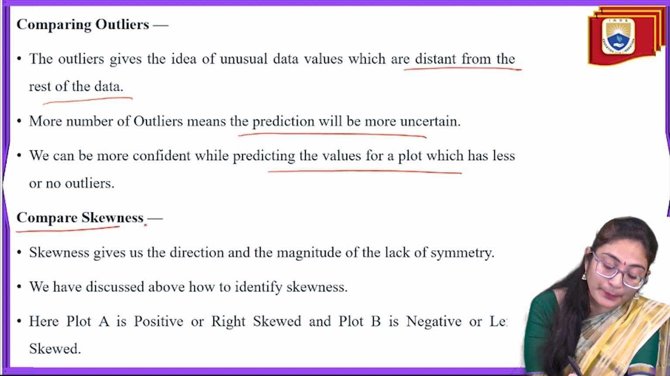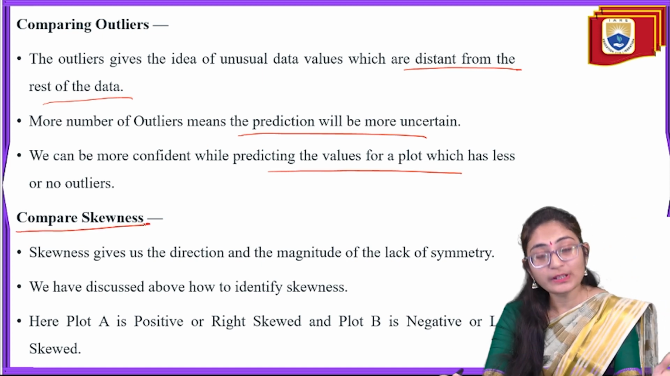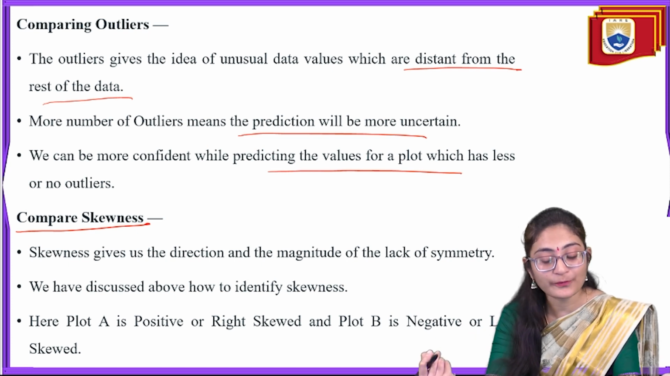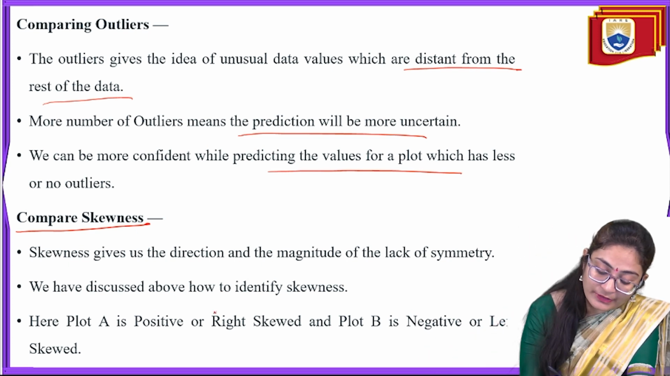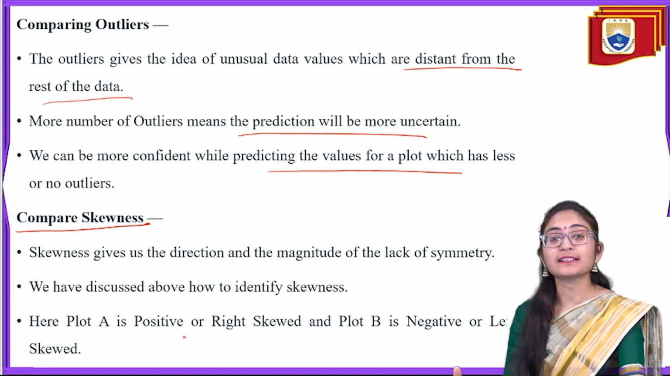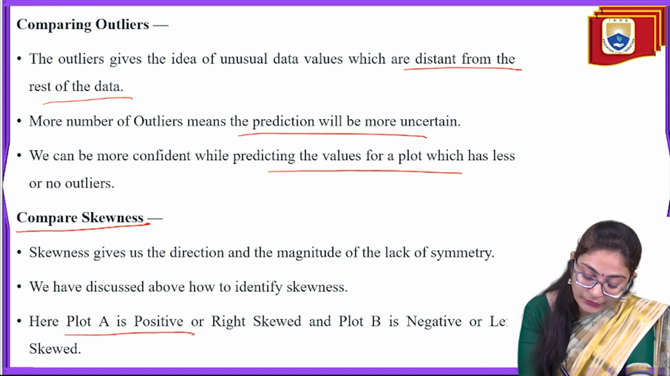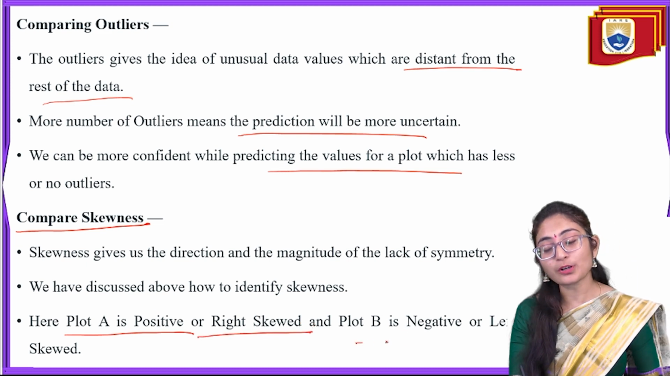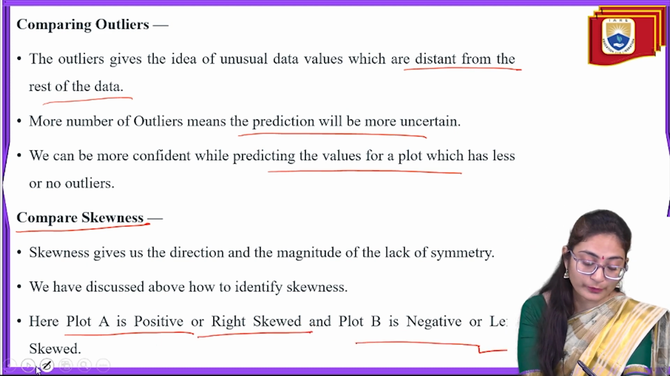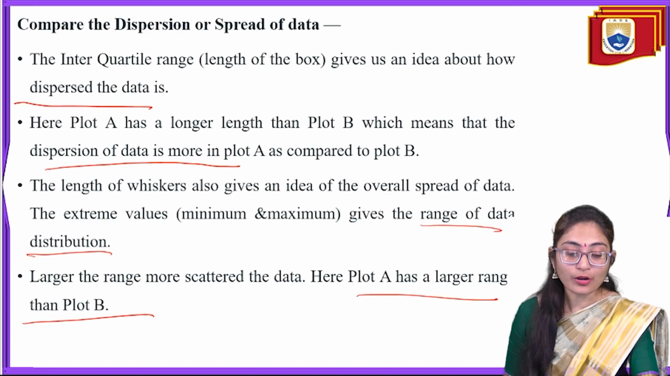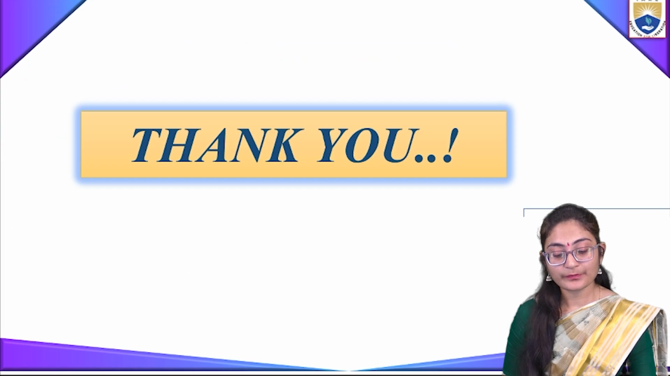Then the next one is to compare the skewness. Skewness gives us the direction and the magnitude of the lack of symmetry. And we have discussed how to identify the skewness. Here plot A is positive or right skewed and plot B is negative or left skewed. These are all about the box plot.